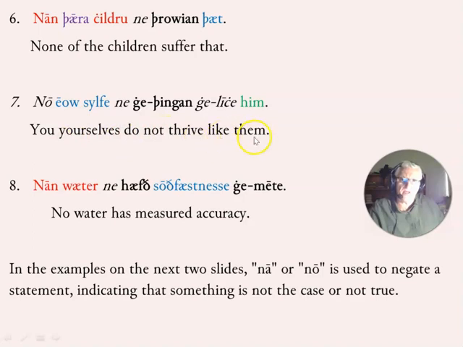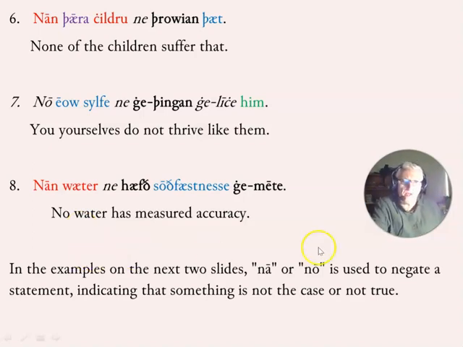You yourselves do not thrive like them. So yathingan is thrive, but to not means not thrive, do not in modern English. Yalicha, like, adverb. Him is them. Him could also be singular him, but it could also be plural them. You have to work it out in the context it's in. Okay, now here, number 8, nan water nehaveth saltfastness yameta. No water has measured accuracy. I guess a comment on how hard it is to measure water accurately in those times.